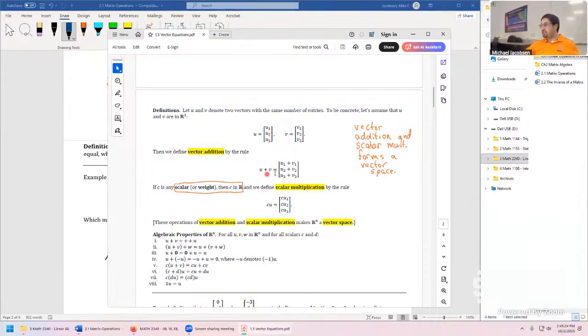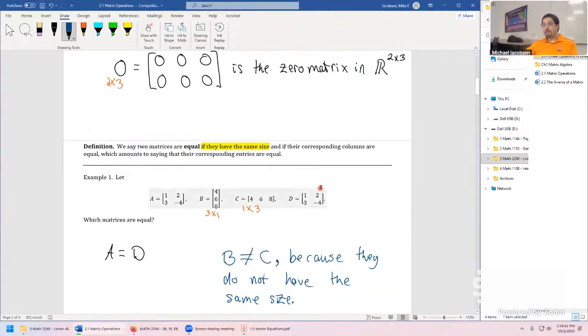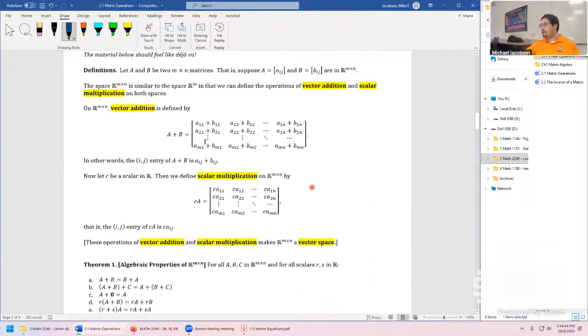Vector addition in the land of vectors was just add up the components, going component-wise. Scalar multiplication was scale all components by the common scalar c. And then we got some nice algebraic properties. Those two operations turned R3 into a vector space, and the same analogous thoughts look like this. I wrote here, this should feel like deja vu, and that's because if we indicate a matrix A is Aij, that's what the entries would look like. B is Bij. They both have the same size. That's what this implies when they say they are in R m by n. Both matrices have m rows and n columns.